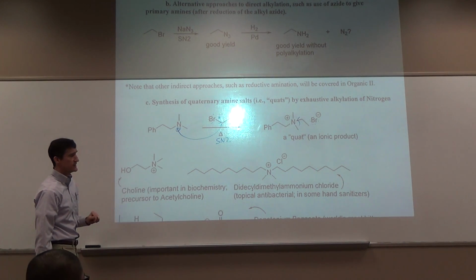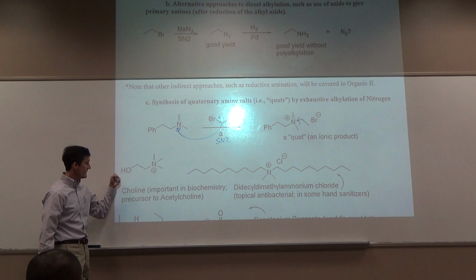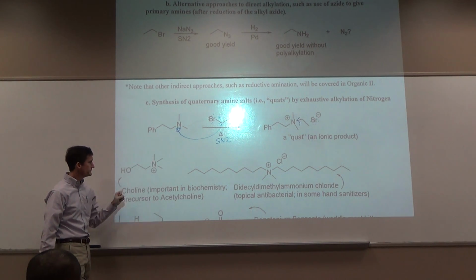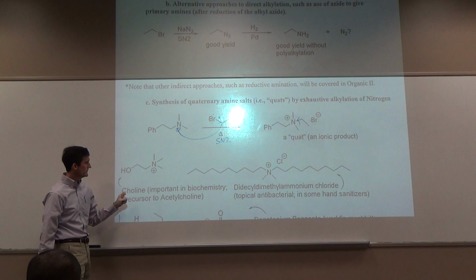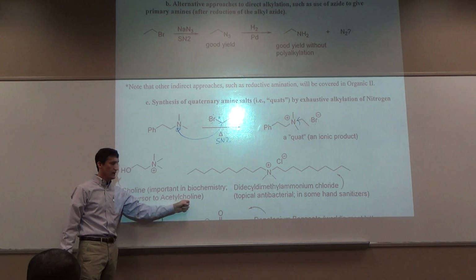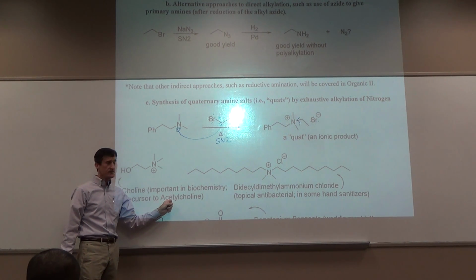Quats are seen in a lot of places. For example, in biochem, you see this quat here. Now there's no anion shown with it. There's got to be one, okay? Especially if you get it in pure form. Choline, okay? It's very important in biochemistry. Precursor to acetylcholine, or some people say acetylcholine.